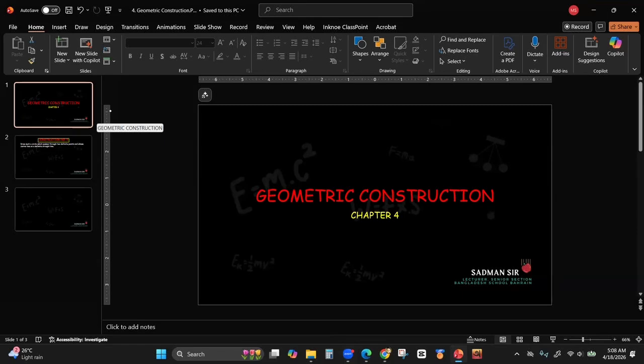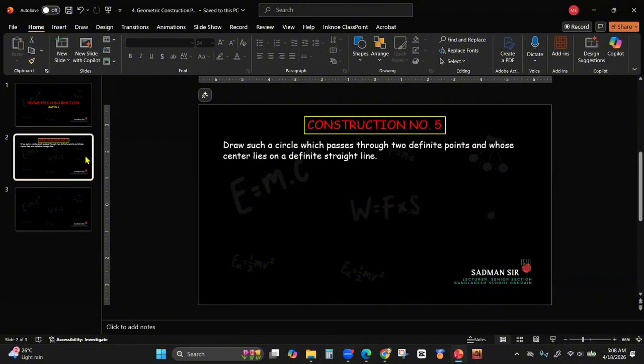Today we are going to discuss geometry construction of higher math, which is chapter number 4. In this chapter, there are constructions of two types. One of them is regarding the circles. So in this term, the constructions that are included in your syllabus are the constructions regarding the circles. So today we will be discussing that.